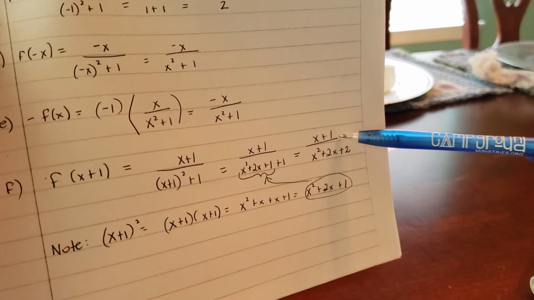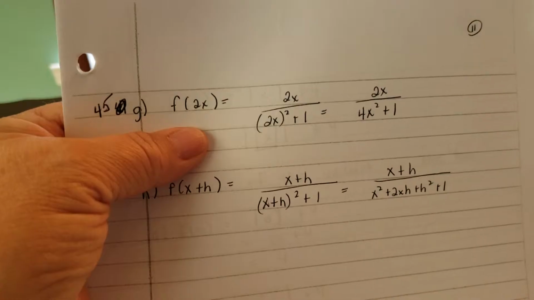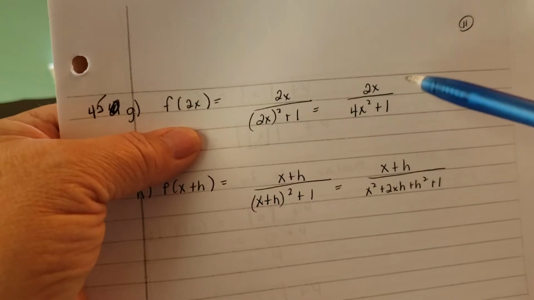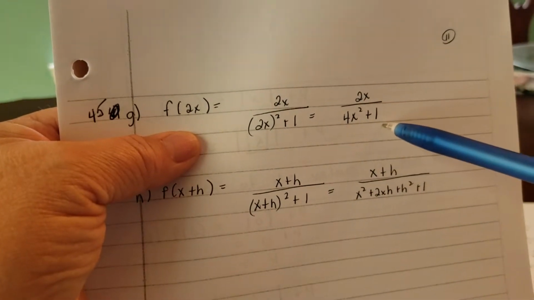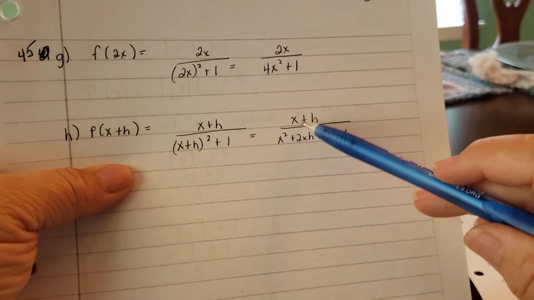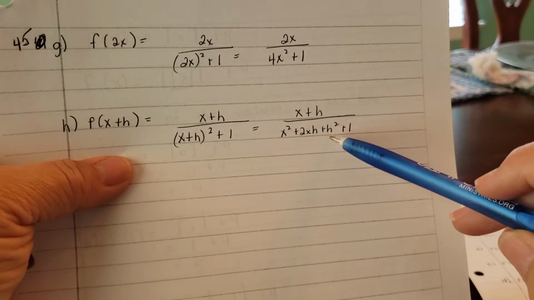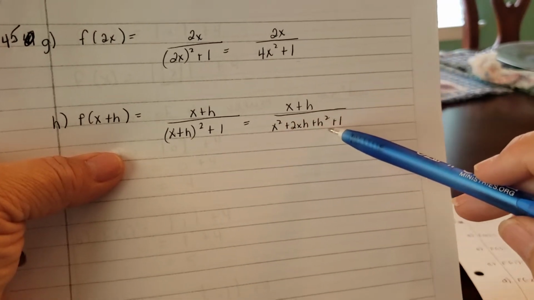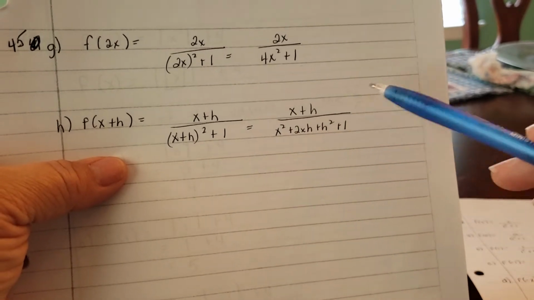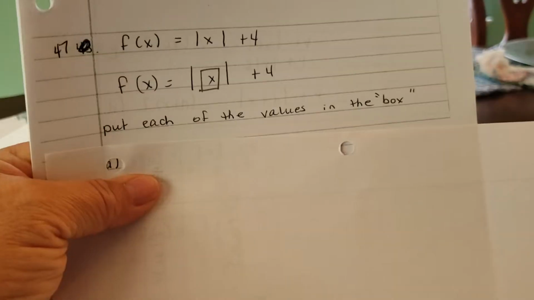F is x squared plus 1 over x squared plus 2x plus 2. G is 2x over 4x squared plus 1. And H is x plus h over x squared plus 2xh plus h squared plus 1. And none of those are like terms, so I can't combine anything. So that's my final answer for the parts of 45.